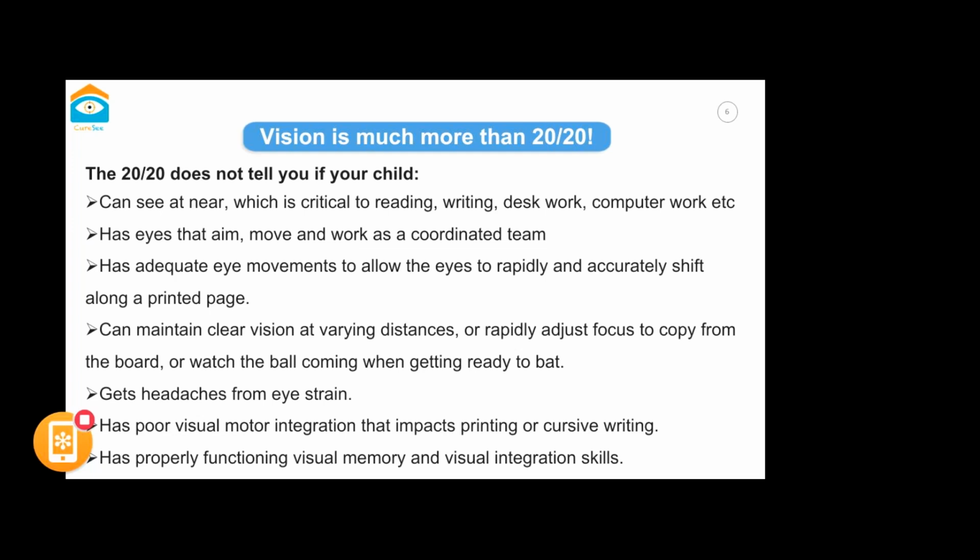So each and every aspect of vision is different and cannot be assessed by just a simple Snellen test. We need to test the quality of vision in patients also. If the patient gets headaches from eye strain, the 20/20 will never tell you that. If the patient has poor visual motor integration, that impacts printing or cursive writing. Does the child have properly functioning visual memory and visual integration skills? Whatever we see, we learn. Our mind comprehends that, which contributes to visual memory. So visual memory is based on perceptual learning, and each and every child has some amount of visual memory, which when hindered, the visual system might be having some problems.